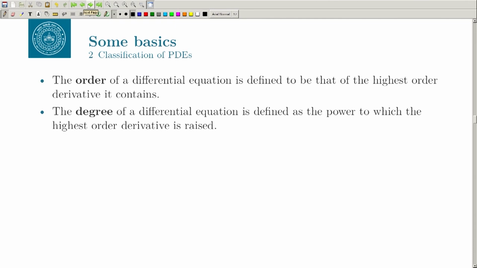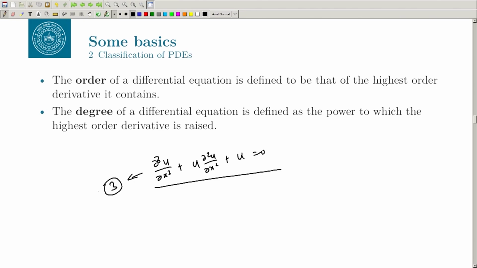First is the order of the differential equation. The order of the differential equation is defined to be that of the highest order derivative it contains. So, let us say you have a function del cubed q by del x cubed plus u del squared u by del x squared plus u equal to 0, something like that. The order of this is 3, so this is a third order differential equation.